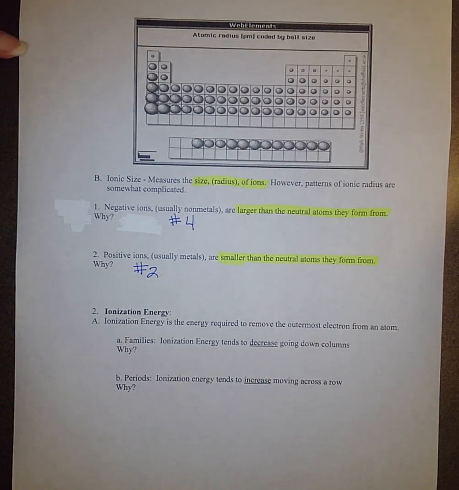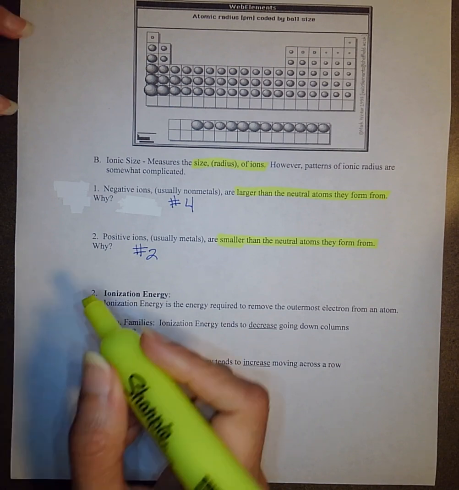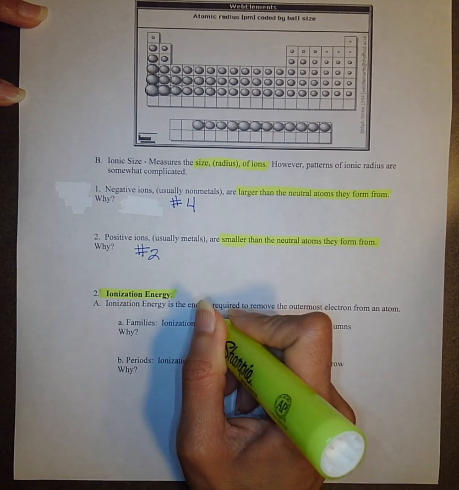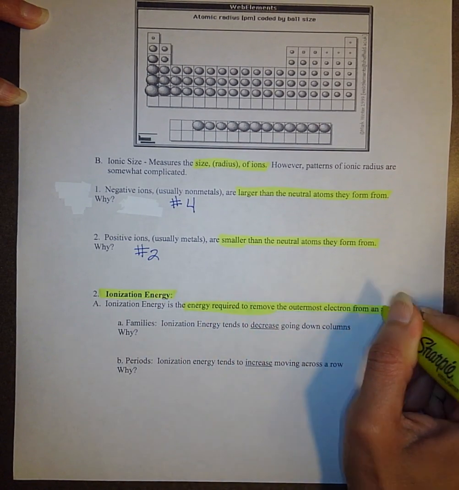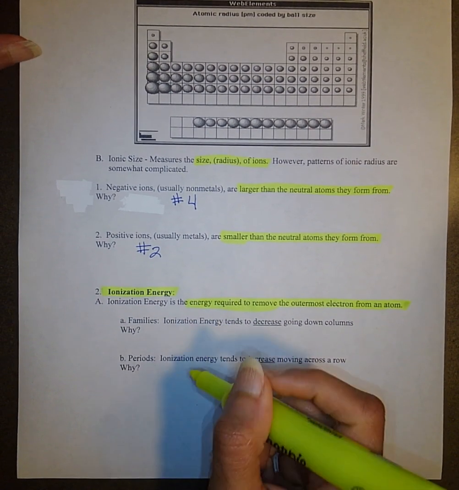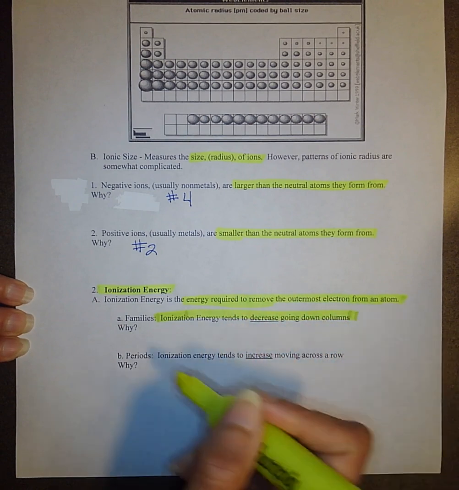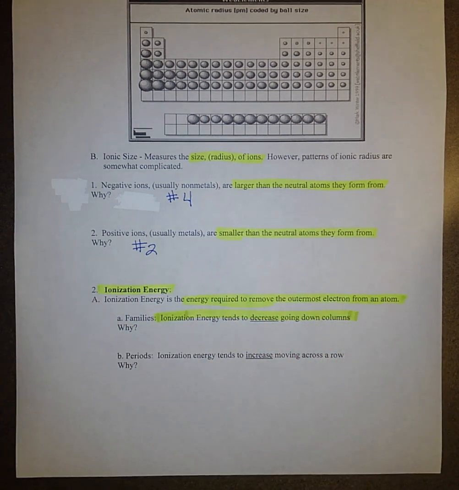Okay, so now let's talk about ionization energy. Ionization energy is the energy required to remove the outermost electrons from an atom. And we can look at the ionization energy looking at the groups and the periods on the periodic table. So if we're looking at the groups or the families on the periodic table, the trend for ionization energy tends to decrease as you're going down the column. Okay, and let's look at your periodic table.